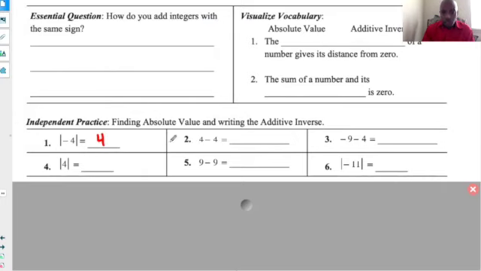Number 2. 4 minus 4. Now I don't want you to tell me the answer is 0. That's good, but I actually want us to write it like the additive inverse. We need to know that 2 numbers added together, if they're opposites, equal 0. So what am I indicating here? I'm saying 4 plus its opposite, -4.